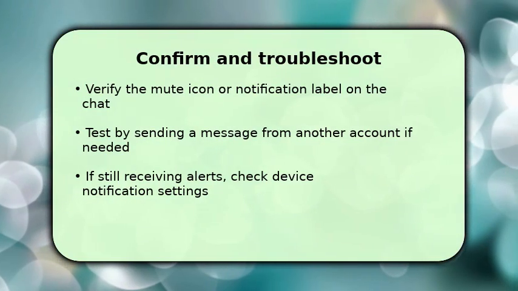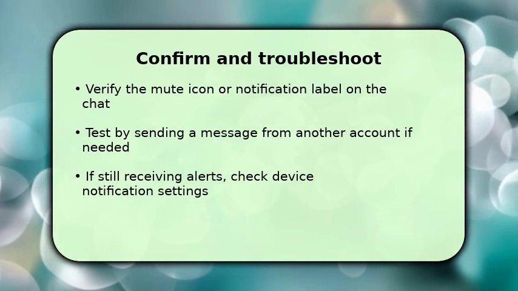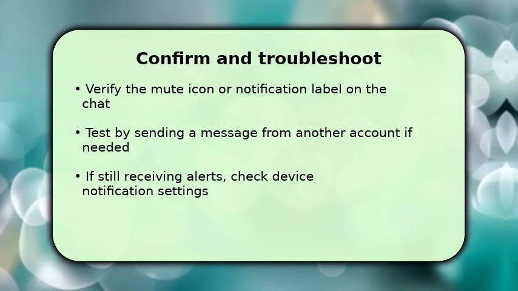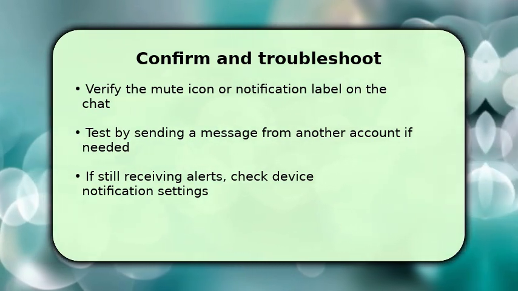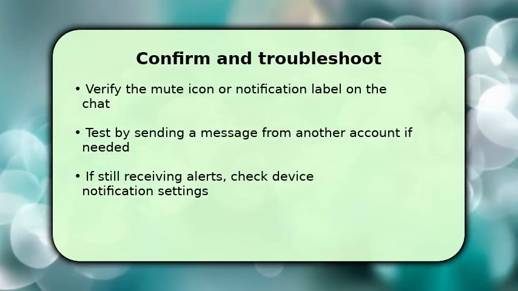After selecting your preferred setting, confirm the chat shows a mute icon or a notification label indicating the change. Once done, test it quickly by sending a message from another account so you can verify no notification appears.